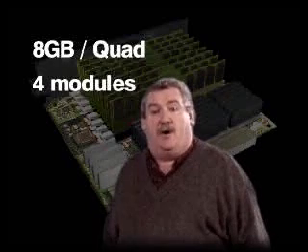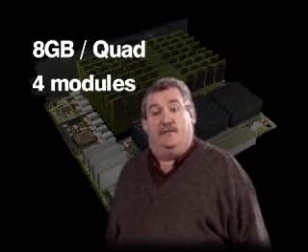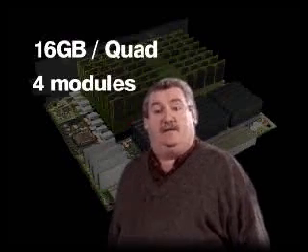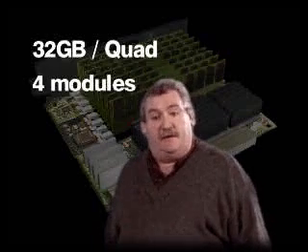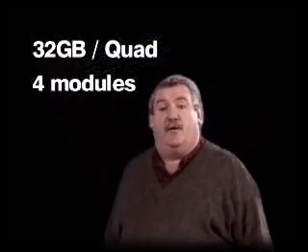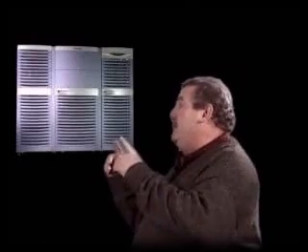The capacity of the memory is 8 GB per quad with 4 modules, growing to 16 GB per quad with 4 memory modules, and eventually reaching 32 GB per quad with 4 memory modules. Now let's talk about scaling this machine beyond 4 processors.